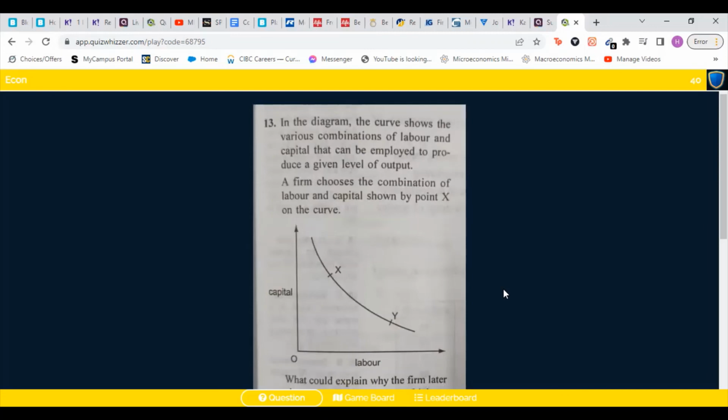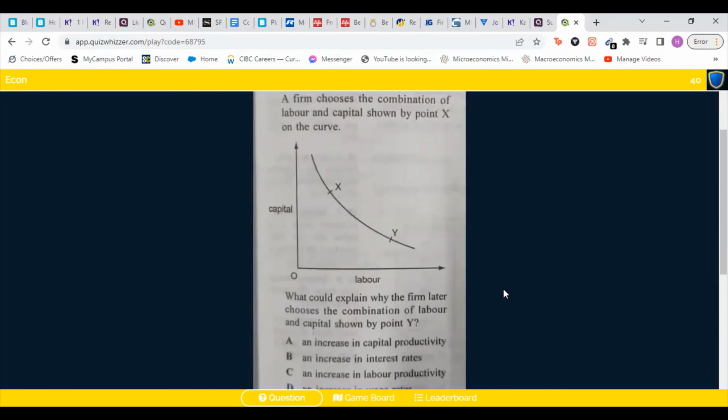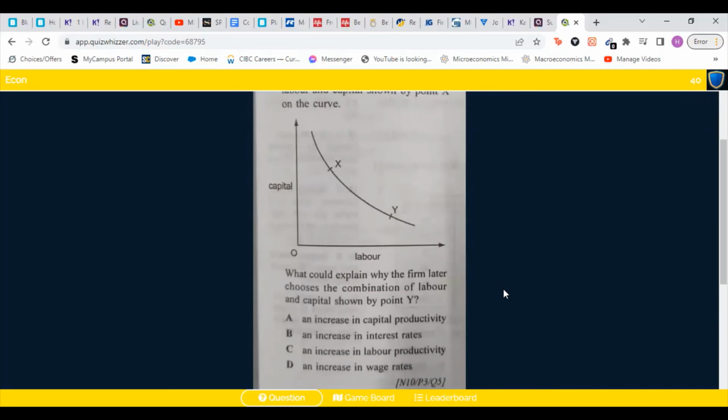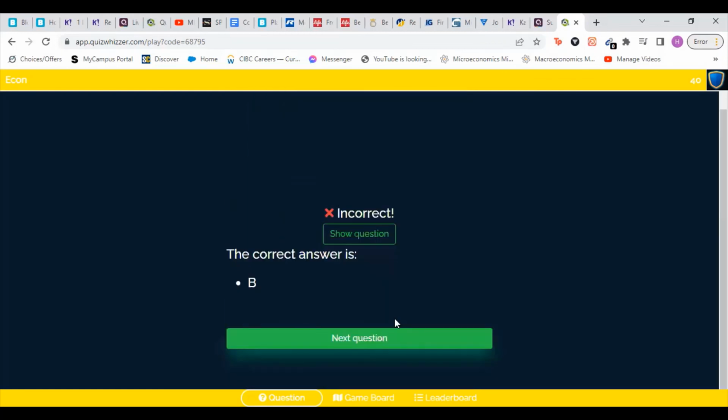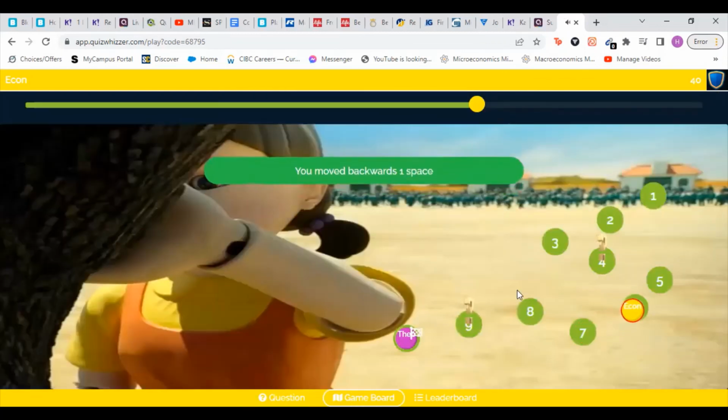But for 13, in this diagram, the curve shows the various combinations of labor and capital that can be employed to produce a given level of output. A firm chooses some combination of labor and capital shown by point X on the curve. What could explain why the firm later chooses a different combination? I think that's C, right? Yeah, that's probably it.